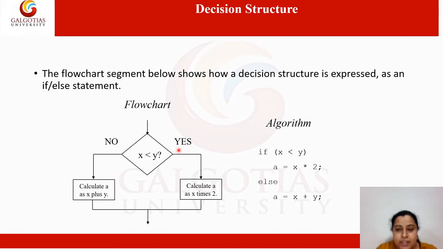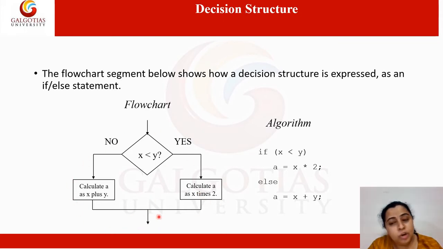For every decision, there can be 2 or more than 2 possibilities. Now, let's say we have 2 possibilities, yes or no, right? Normally, there are only 2 possibilities. So if it's yes, we calculate a as x into 2, or else we calculate a as x plus y. Now can you see over here, these are your process boxes, rectangles. So this is a process we are calculating, but only one of them is true, not both of them. This is your if and else condition.